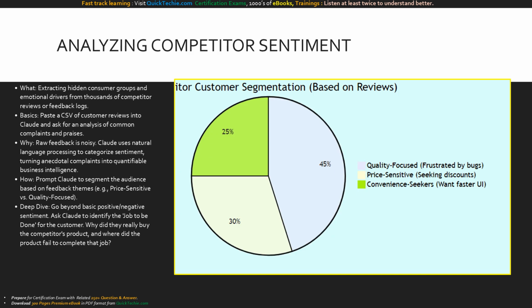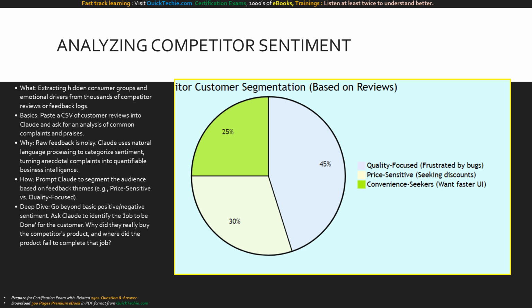Let's move from product features to human emotions, analyzing competitor sentiment. Customer reviews are a goldmine of market intelligence, but raw feedback is incredibly noisy. By uploading a CSV of hundreds of competitor reviews, you can leverage Claude to categorize sentiment and extract hidden consumer segments. For example, Claude might reveal that 30% of negative reviews are highly price-sensitive, while 45% are frustrated by poor build quality. But we want to dive even deeper.